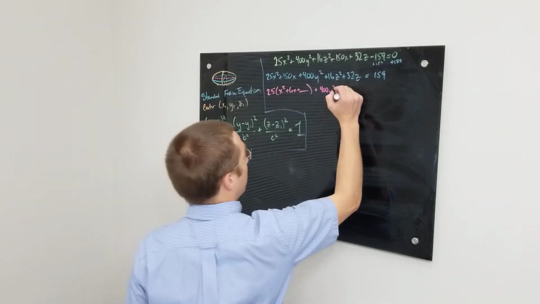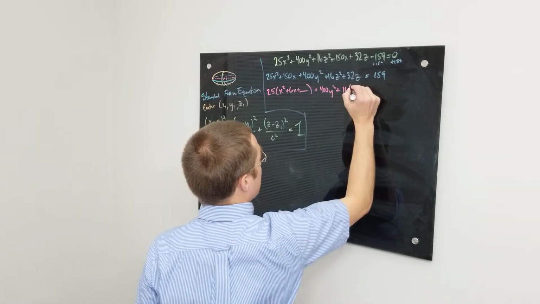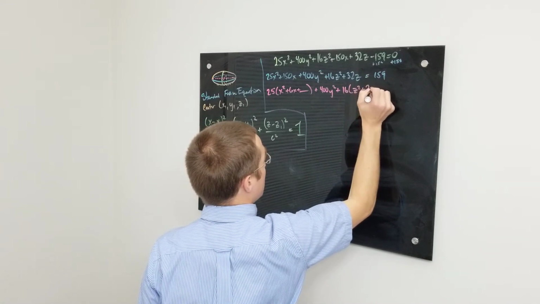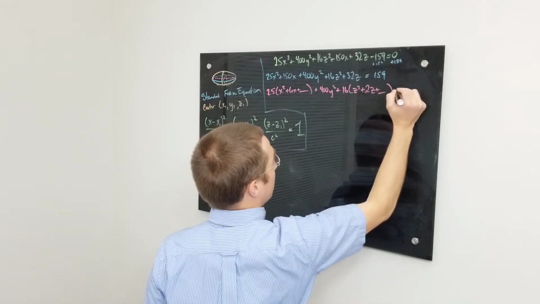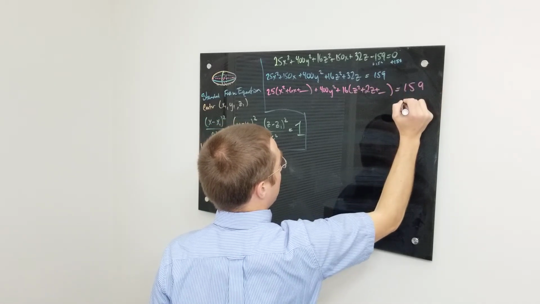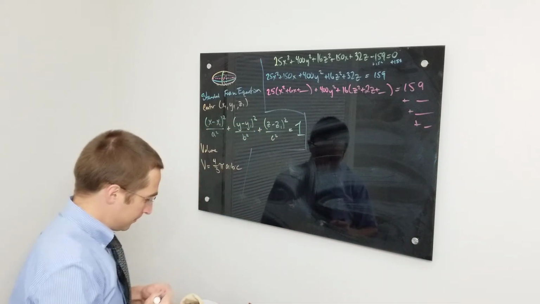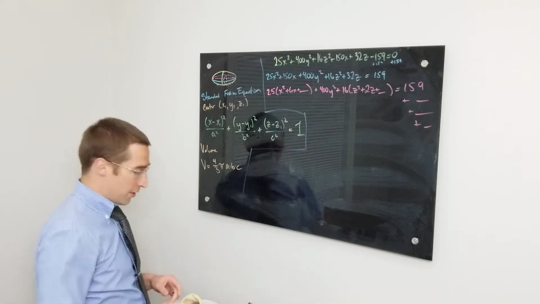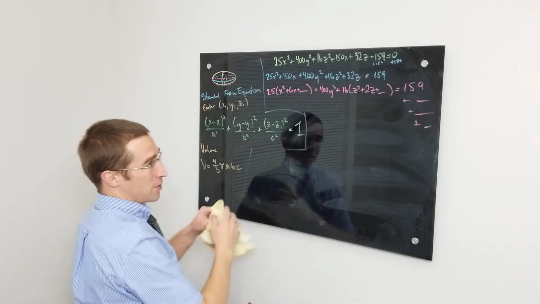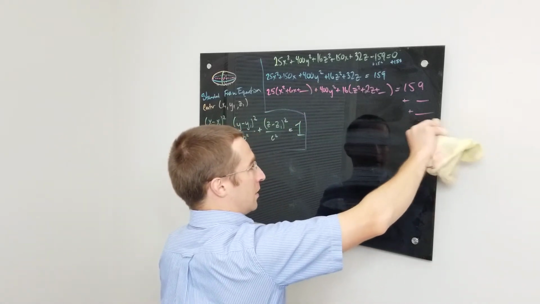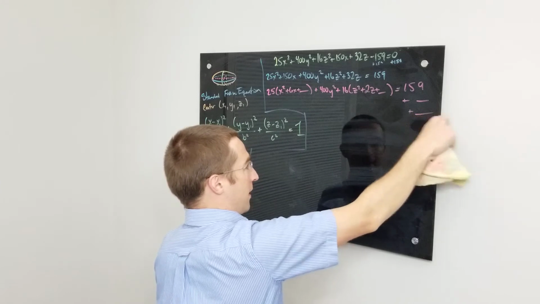Now here I go, plus 16 parentheses, z squared plus 2z plus blank equals 159 plus blank plus blank plus blank. We're going to add those 3 pieces in. Right. Oh, not 3, because we didn't have to do anything here. We're just going to add 2 of them, right? Sorry, it's just me going autopilot.